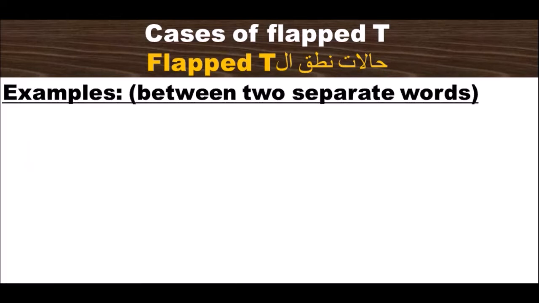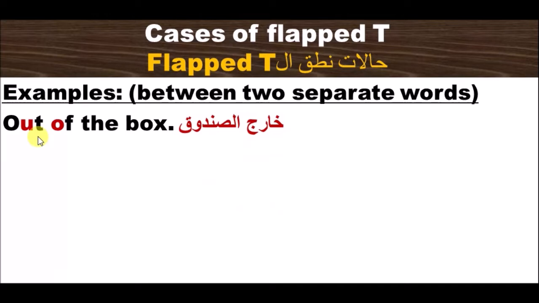Right now, we will continue the examples, but when it comes between two separate words. How can I produce or pronounce the T sound here? Out of the box. Again, out of the box. So it seems like R sound, and this is the flapped T. So why do we say it like flapped T here or like R sound? Because it comes between two vowels, right? And we said that it can come between two vowels in one word like water, or even between two separate words like out of the box.